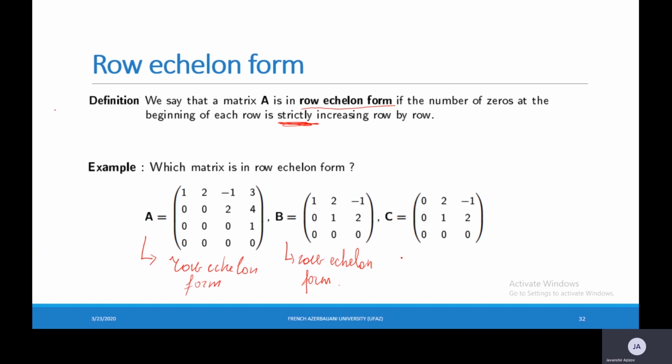But for C, the number of zeros in the first and second rows are the same. Because of this, it's not in row echelon form. That's all.